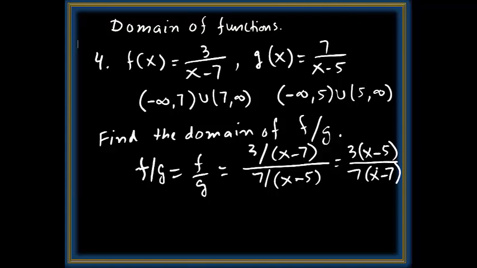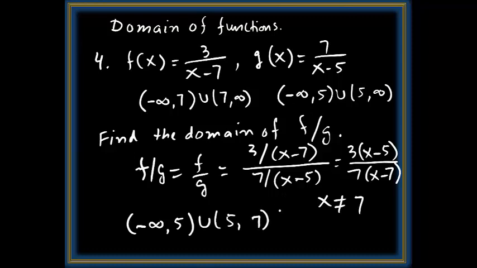Then you may think that in the domain I just need to put x not equal 7. That's not enough, because when you are doing operation on functions, you must check the common domain. So the common domain we said already, negative infinity to 5, then 5 to 7, then 7 to infinity. Remember this one. I'll give you another example. You'll see how it is changing.